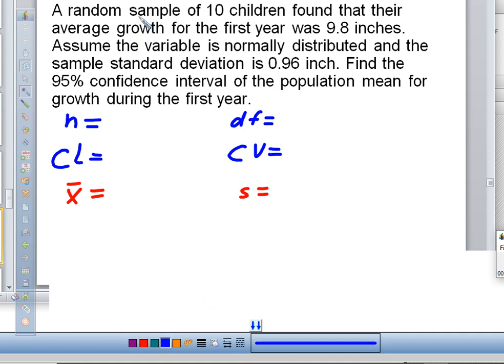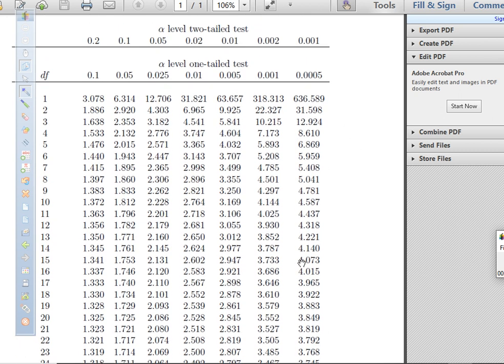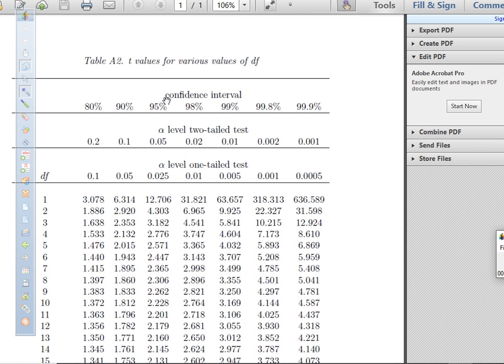Okay, so your n, remember that's your sample size. Sample of 10, that's your n. n is 10, which means my degrees of freedom is 9. It's going to be 10 minus 1. My confidence level is a 95% confidence interval, so 95%. That means I'm going to pull out my table again. Degrees of freedom 9, confidence level of 95. Going down to degrees of freedom 9, 2.262 right here, 2.262.